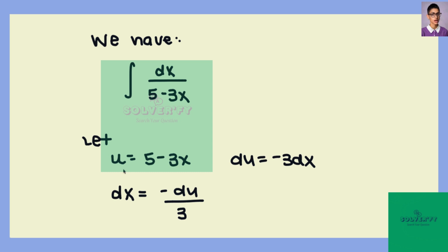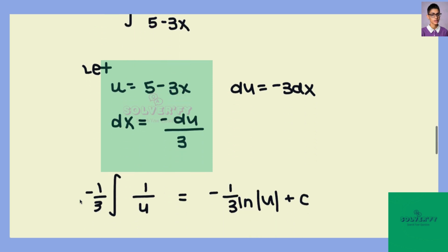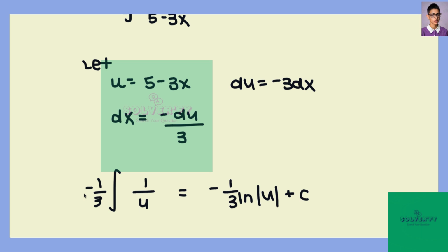We're going to let u equal 5 minus 3x. So we would take the derivative, du equals negative 3 dx. So we can rearrange that into finding something that we know we have in our integral, which is dx. So dx would equal negative du over 3. So we can rearrange our integral using the variable u. We would get negative 1 over 3 times the integral 1 over u.